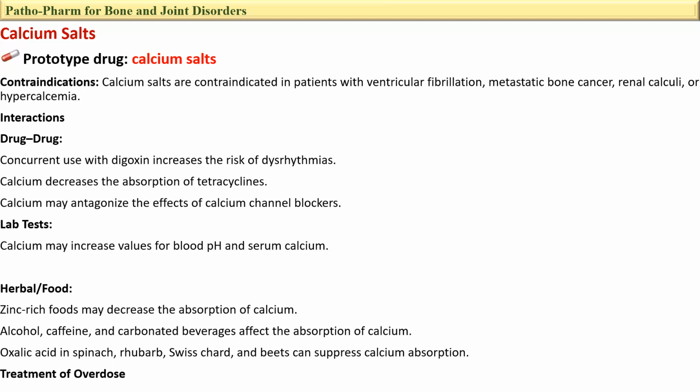As for drug-drug interactions, the concurrent use of calcium with digoxin will increase the risk of dysrhythmias. Magnesium may compete for GI absorption. The calcium decreases the absorption of tetracyclines. And the calcium may antagonize the effects of calcium channel blockers, the CCB drugs.